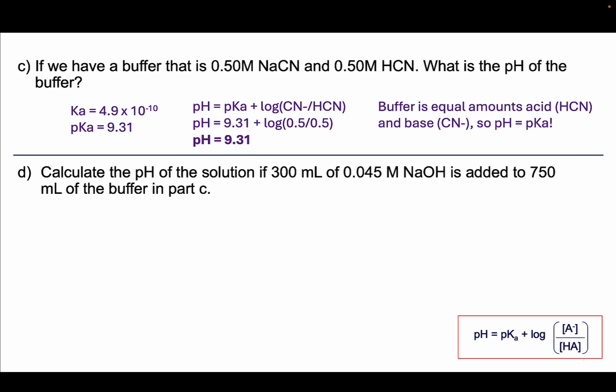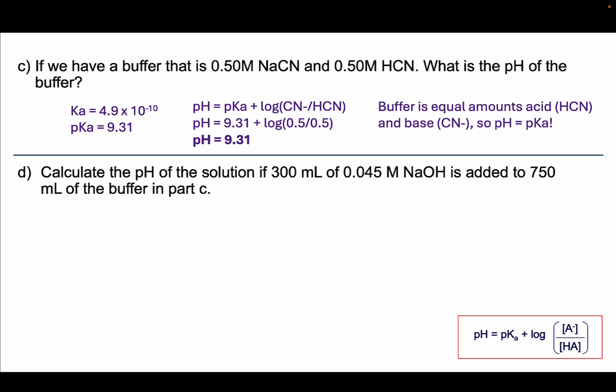And this is a really important state for this buffer, because when we have equal amounts of the weak acid and the base, the two components of the buffer, we have pH equals pKa. That's what we have here, 0.5 molar and 0.5 molar, and therefore the pH of the buffer will be equal to the weak acid's pKa.